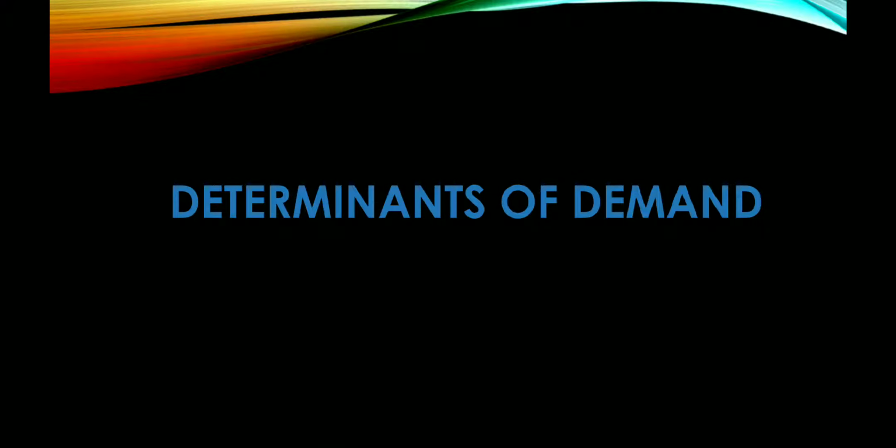In the last sessions, we studied the law of demand. The law of demand states that there is an inverse relationship between the price of a commodity and its quantity demanded. That means if the price of a commodity increases, its quantity demanded decreases, and vice versa. There is an inverse relationship between price and demand. Today, we will discuss other determinants of demand.